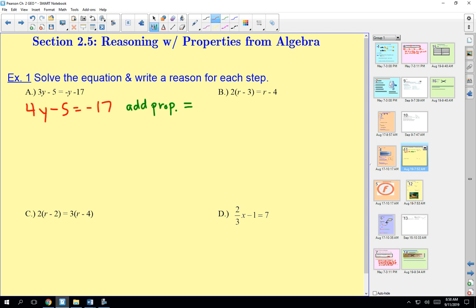Next step, how would my next line read, do you think? Plus 5 on both sides, but we're not going to write the little plus 5 underneath. We're going to just say 4y equals negative 12. And what's the property that I just used to do that? The same thing again, right? It was just an addition of the 5. So addition property of equality again.